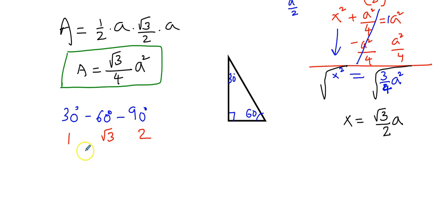So for example, if the measure of the first side, the side opposite to 30 degrees, is x units, the side opposite to 60 will be square root of 3 times x, and the side opposite to 90 degrees, which is the hypotenuse, will be double this short leg, which is 2 times x, that is 2x we have. This is how we compare the corresponding sides.